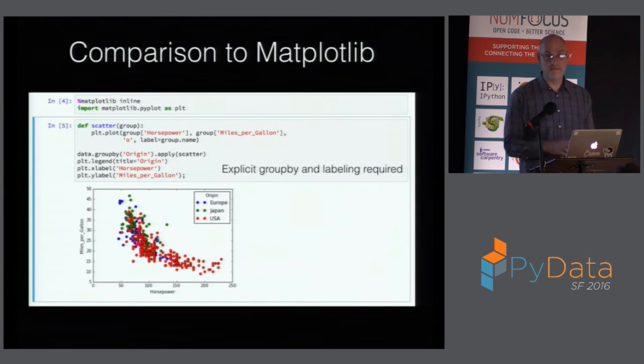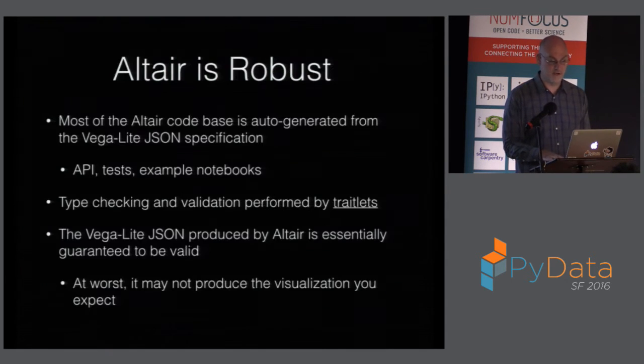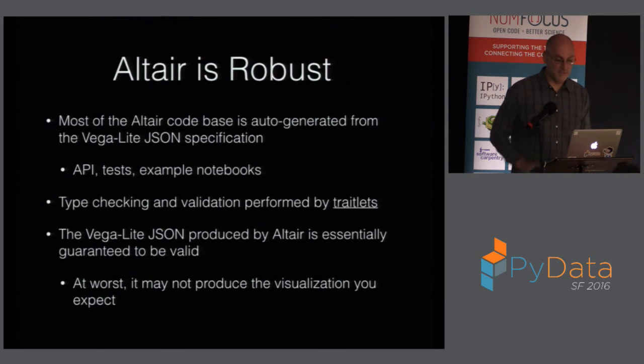Notice though, you have to do the group by by hand in Matplotlib, and you also have to do things like the legend and the axes labels by hand in Matplotlib as well. This is a really simple example. It's not too bad to do this in Matplotlib. Some of the more complex things that Altair and Vega-Lite can do would be quite a nightmare in Matplotlib.